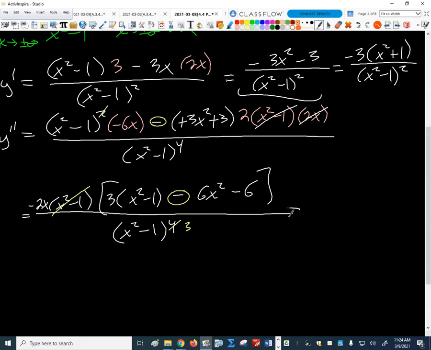Oops. And now I get what on the top? So I get negative 2x times, what happens if I combine all this stuff? 3x² minus 6x² is negative 3x². And here I'm getting minus 3 minus 6. So minus 9, is that right? I think that's right. So why didn't I do this? Make all those positive.